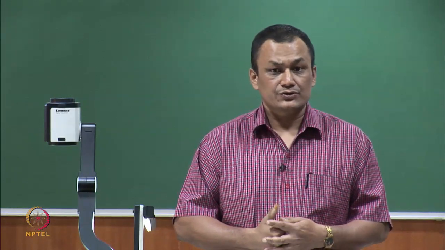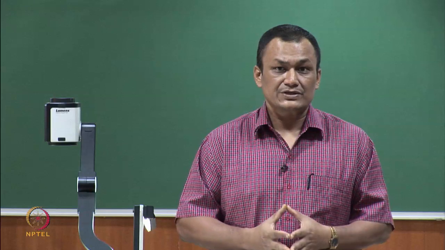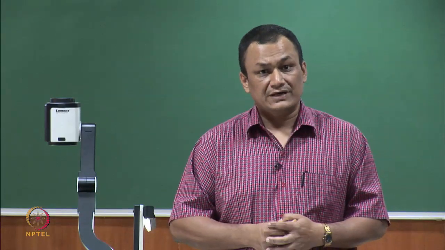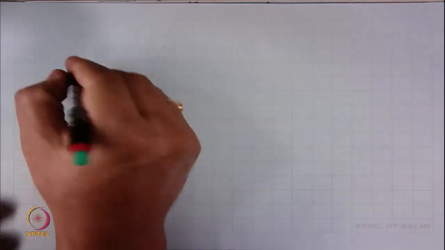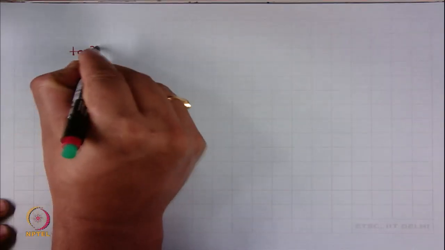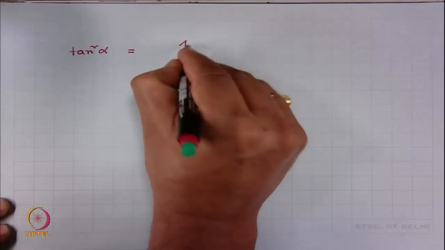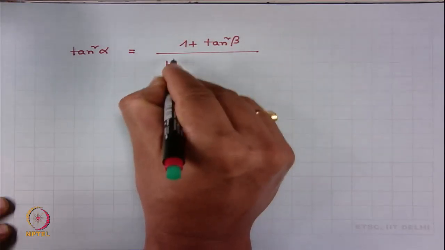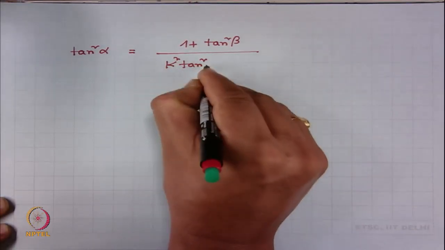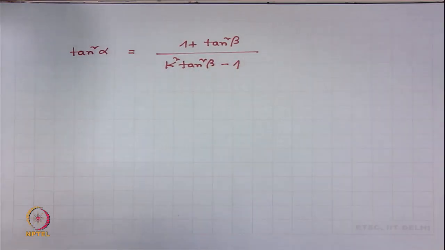model. We introduced 4 assumptions of Taylor's model, and based on those 4 assumptions we derived the fundamental equation of ideal migration. The fundamental equation of ideal migration took this form: tan square alpha is 1 plus tan square beta k square tan square beta minus 1. This was the fundamental equation of ideal migration or fundamental equation of Taylor's model.